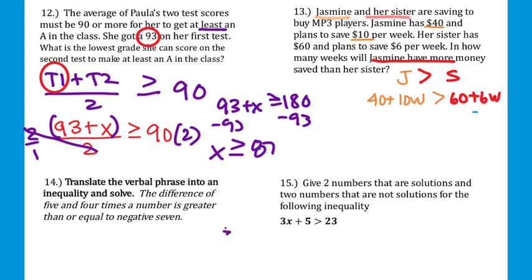Now again, I want to get all the variables on the left, so I subtract the 6w. And I want to get all the whole numbers on the right, so I subtract 40 from both sides. And I end up with 4w equals 20. I divide off, and I see the weeks have to be bigger. The weeks must be bigger than 5. What number is bigger than 5? Well, 6. 6 weeks is when Jasmine will finally have more than her sister.